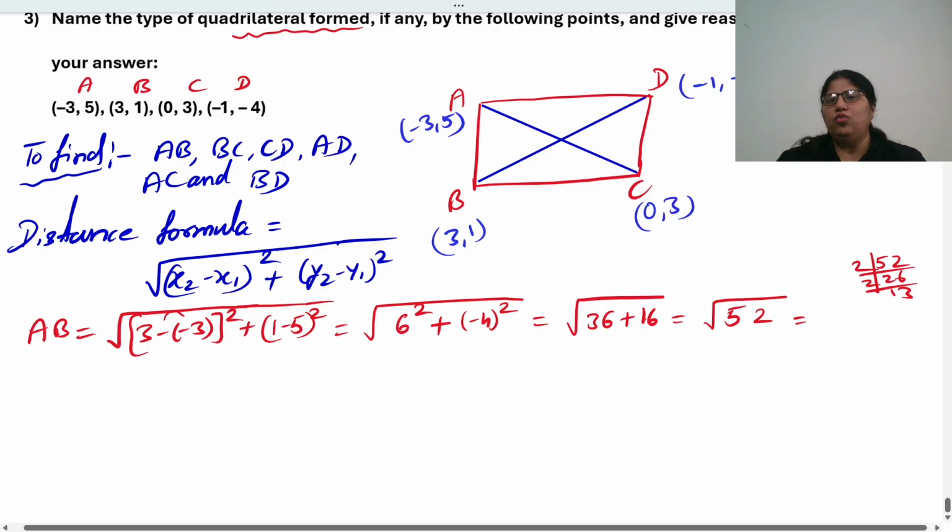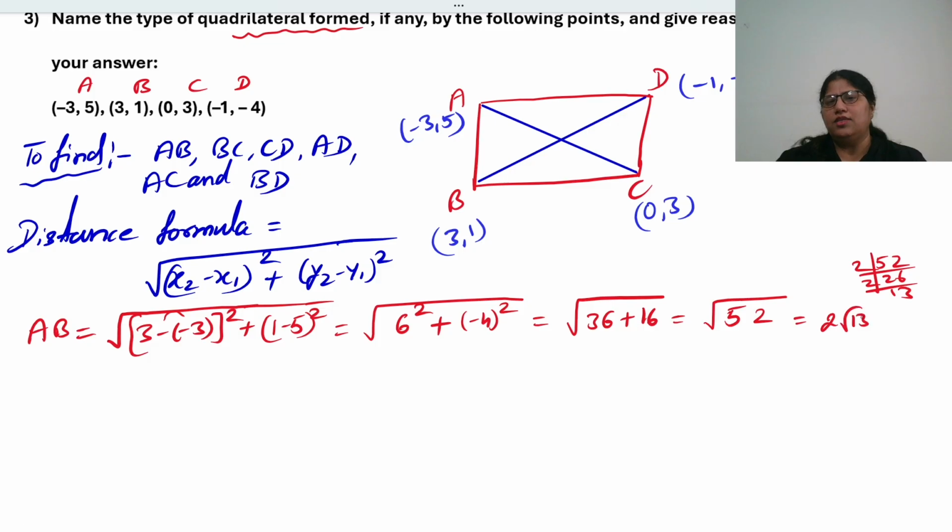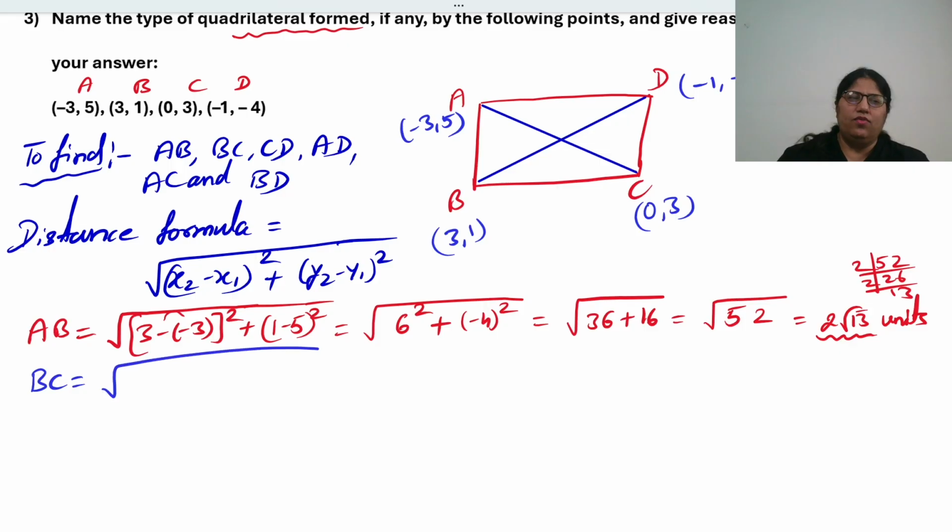It is going to be 2 root 13 units. There's no meter or centimeter, so we just write down the length as 2 root 13 units. Now after that, calculate the length of BC. So what is going to be the length of BC here?